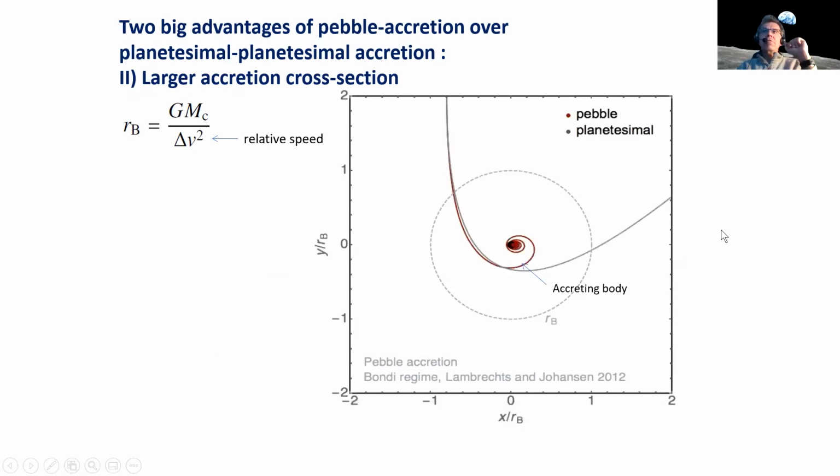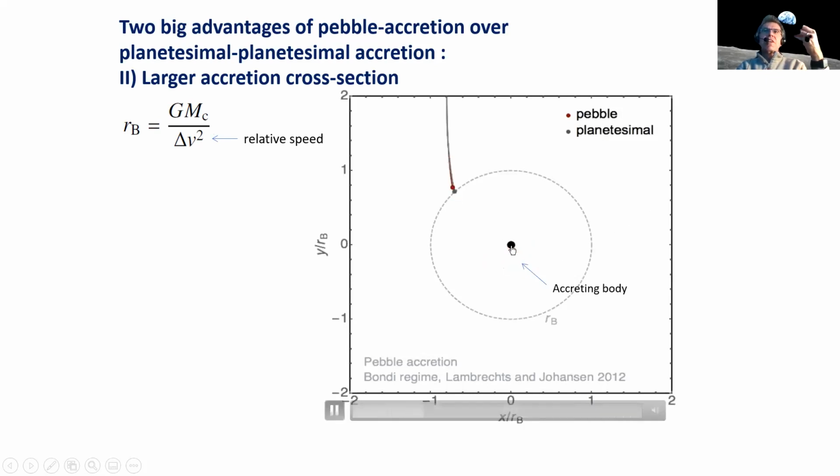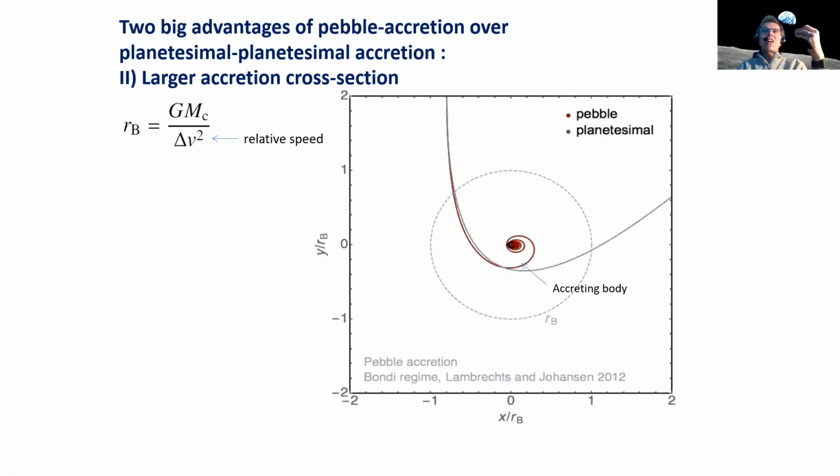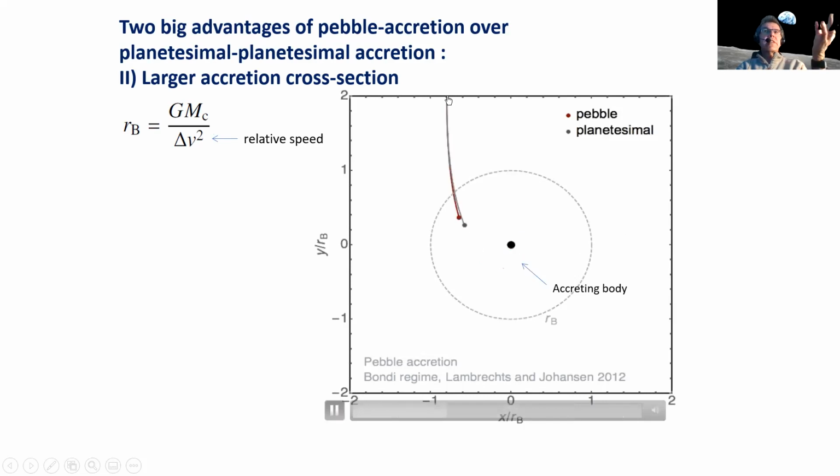So look at this result of this simulation from Lambert and Johansen 2012. Here we have a planetesimal, the body, the star, that tries to accrete other solid material. And here we have two particles coming in, as you can see, relative to this accreting body. They come in with the same velocity and the same impact parameter.